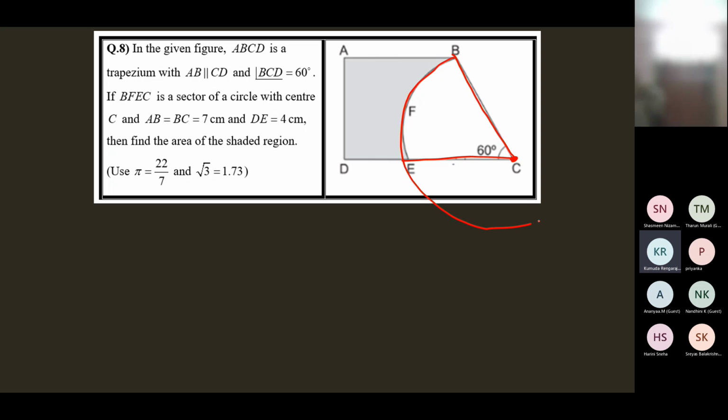See, if you complete this, you'll get the circle. This is a part of the circle. This is the center of the circle, and this sector is a part of this full circle.